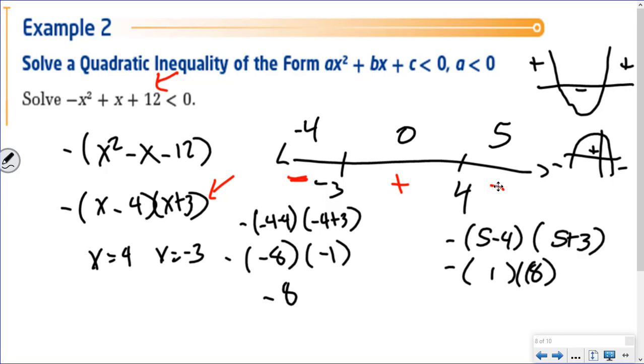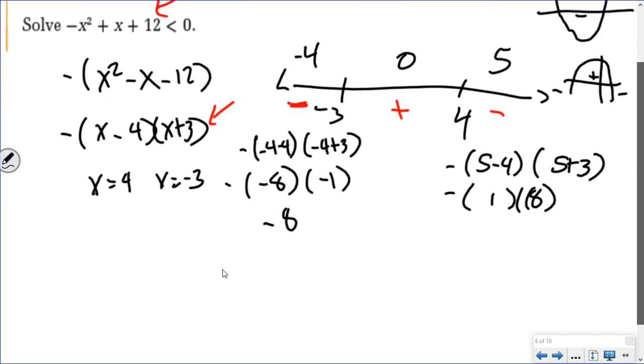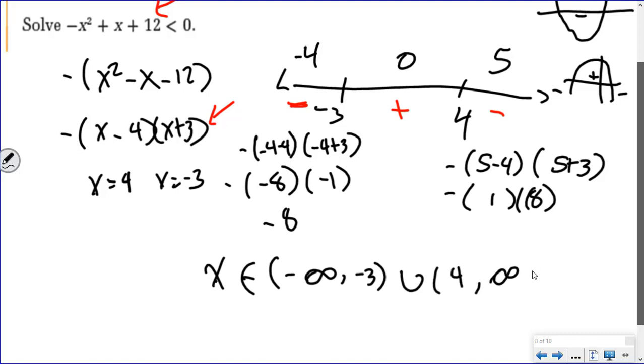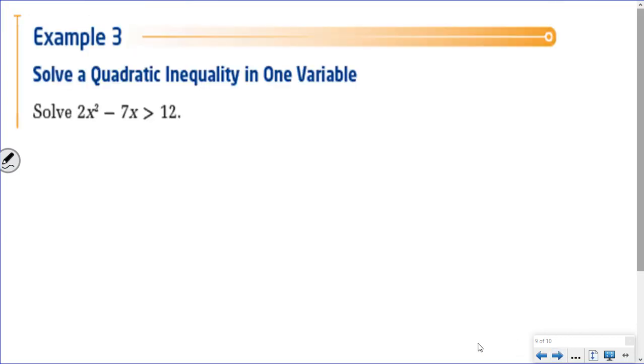So now, where do I have answers that are less than 0? I have answers that are less than 0 outside of my -3 and outside of my 4. So numbers that are less than -3 and numbers that are greater than 4. So we'd say that x is an element of the numbers from negative infinity to -3, and then it stops, right? It stops being negative when it hits that -3, and from 4 to positive infinity.